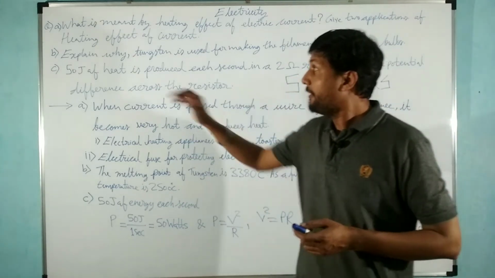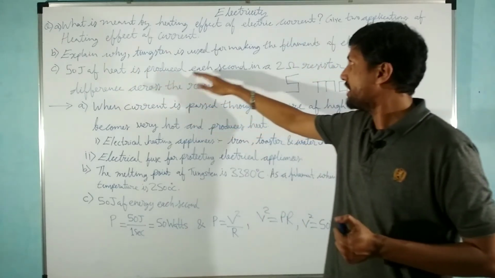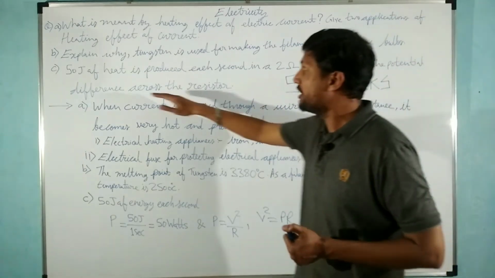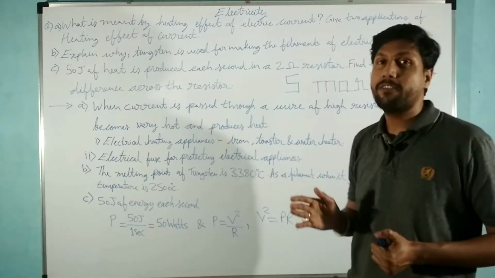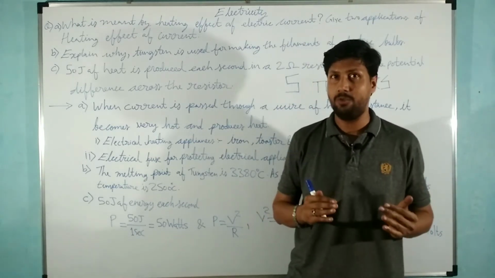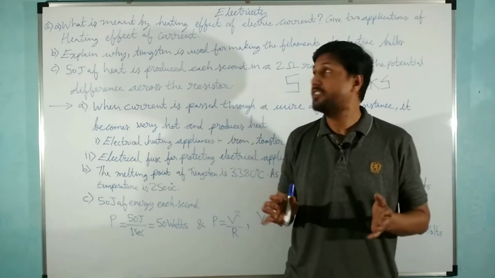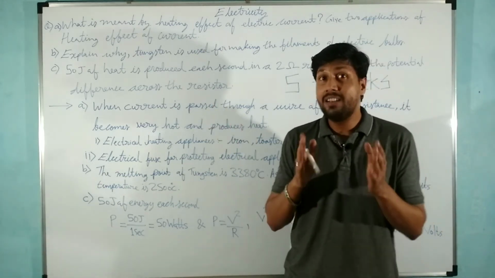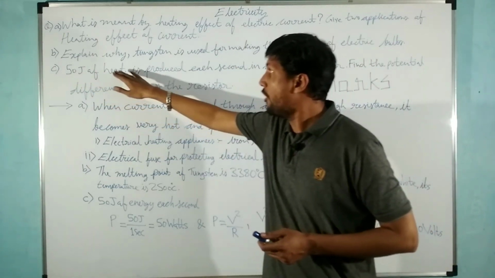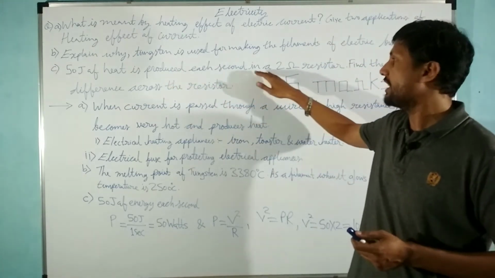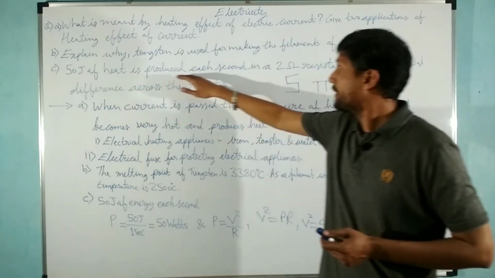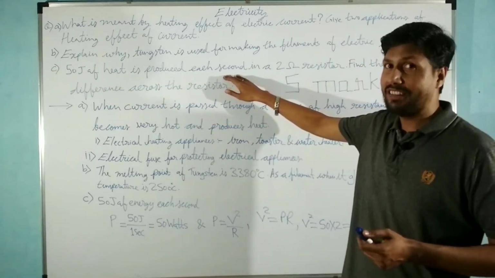50 joules of heat is produced each second in a 2 ohm resistor. Find the potential difference across the resistor. Now dear friends, in this numerical, you have to be careful about what you jot down. Don't just blindly jot down whatever is given. Try to understand what is given. Listen to me very carefully. 50 joules of heat is produced each second in a 2 ohm resistor. So this is the heat produced each second.